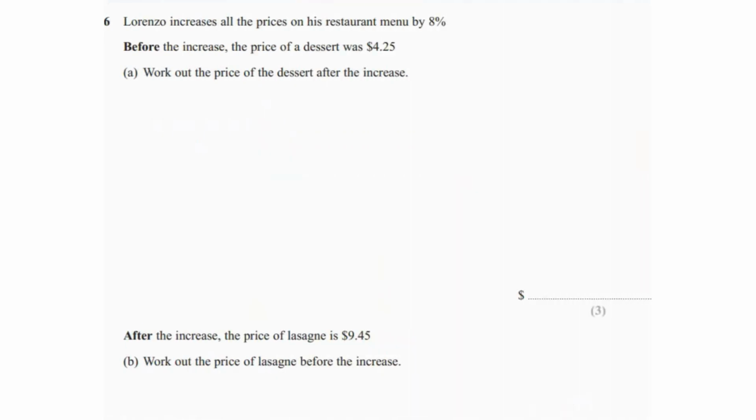Then question 6 says, Lorenzo increases all the prices on his restaurant menu by 8%. Before the increase, the price of a dessert was $4.25. Work out the price of the dessert after the increase.